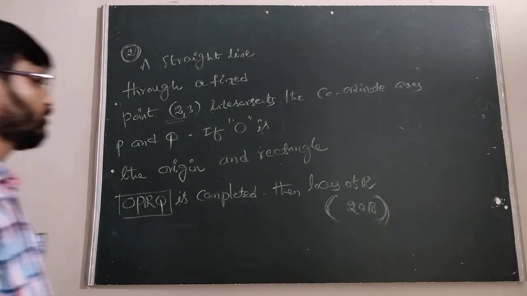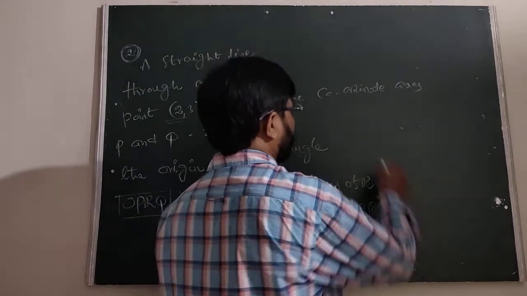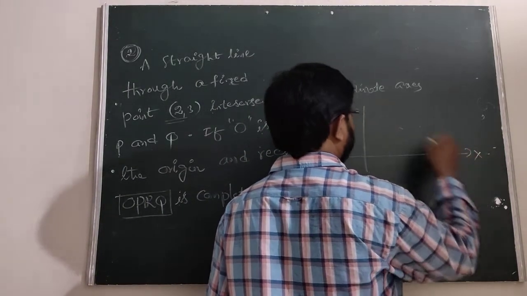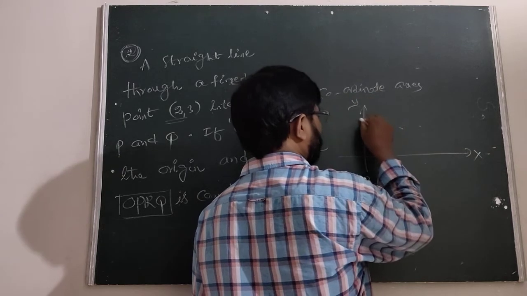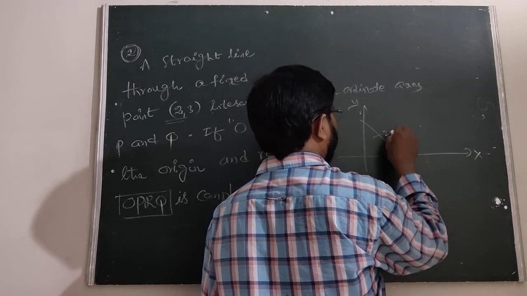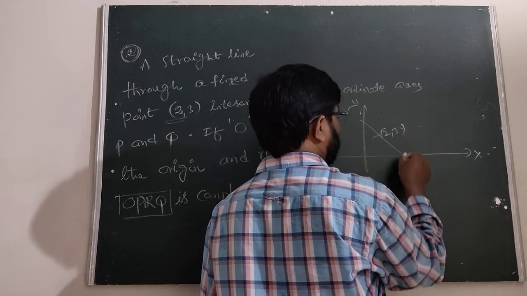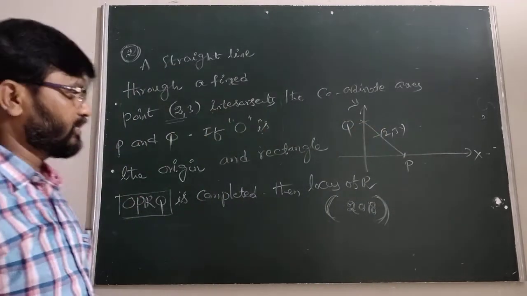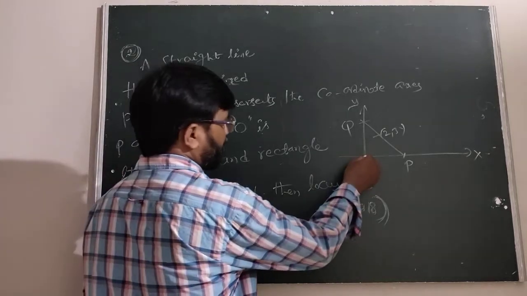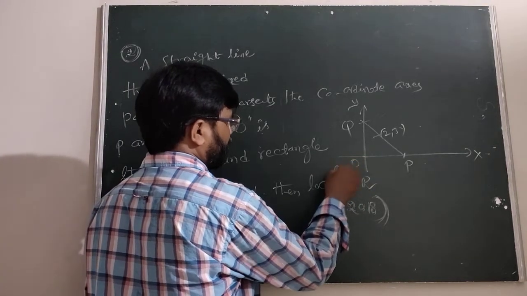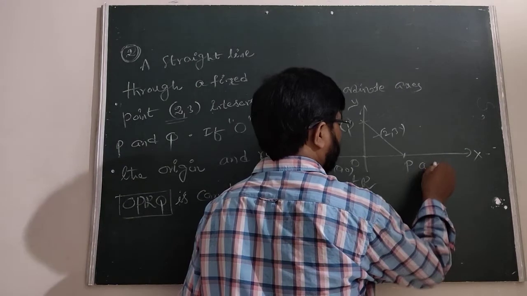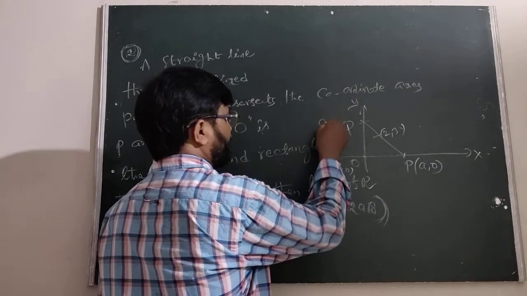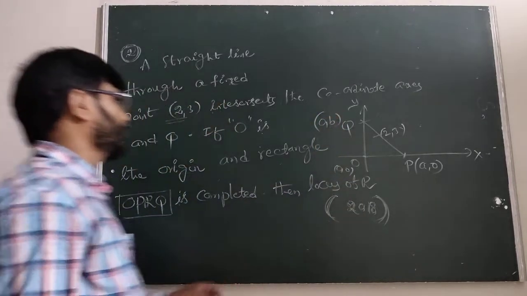A straight line through the fixed point. All of you listen here. Suppose this is the x-axis and this is the y-axis. A straight line passing through (2, 3) meets the axes at P and Q. This is the origin. On the x-axis we take P as (a, 0), and on the y-axis Q as (0, b).